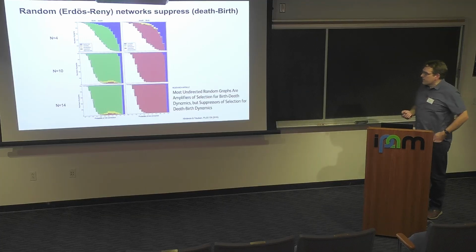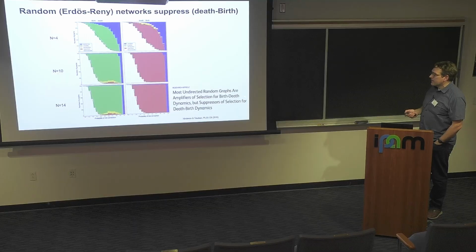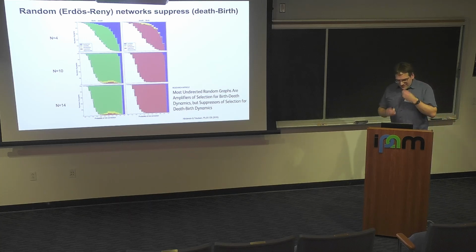And since this is an old paper, nobody wants to read it anymore, but you have to read the title here. So most undirected random graphs are amplifiers of selection for birth-death dynamics, but suppressors of selection for death-birth dynamics. I found this interesting that with this change, you can immediately change this class entirely.